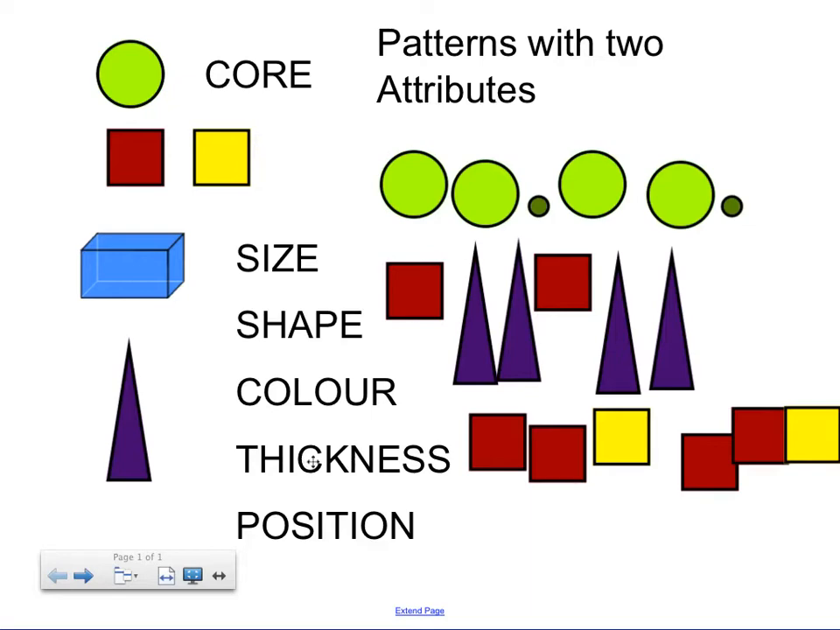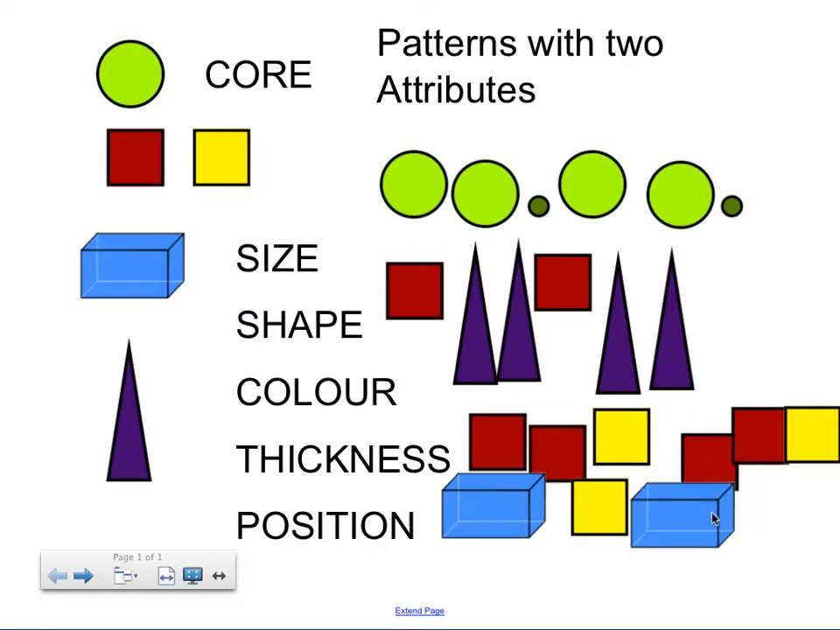Next, we can look at thickness. This is a little bit different, but thickness would deal with something that looks kind of three-dimensional. So I could use a shape like this and do a pattern like this. Okay, so here I have a thick rectangle followed by a yellow square and so on.